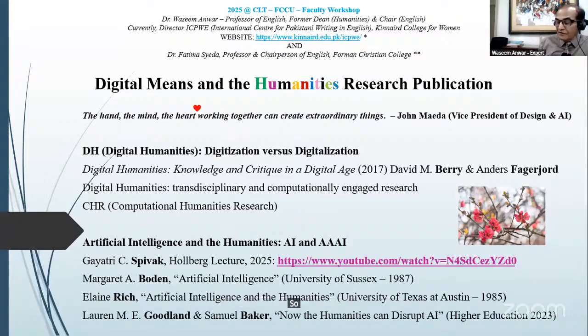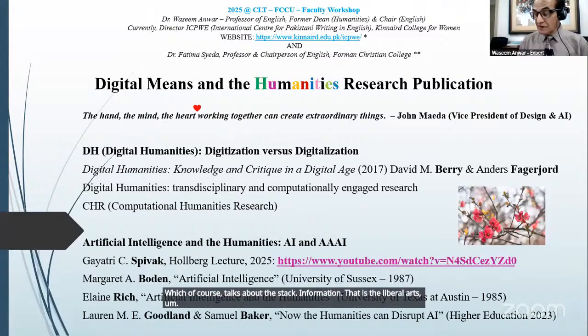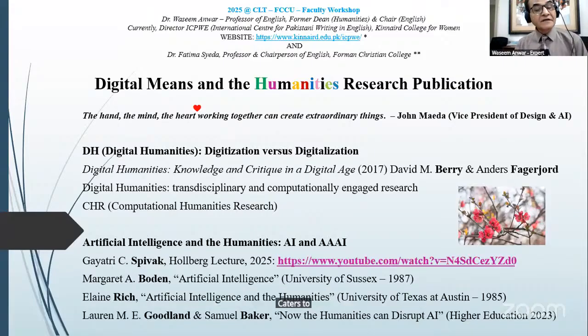So with the growing scope, call it very philosophical as well, which of course talks about the stack of information, that is the liberal arts education caters to the layers of absences actually that humanities deals with. So with all that, I think the quantitative and statistical is important, but I think we are more into the philosophical side of it.